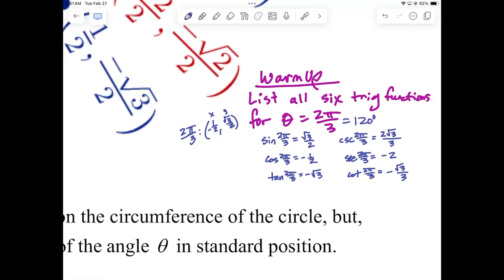Different units. But we're not going to be using degrees anymore. We're going to stick with radians. Radians are going to actually be easier. You're going to like radians more. Okay, any questions on the warm-up?